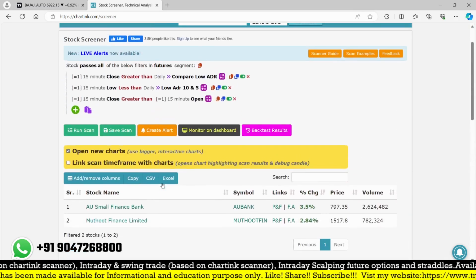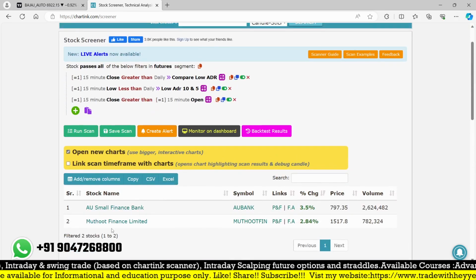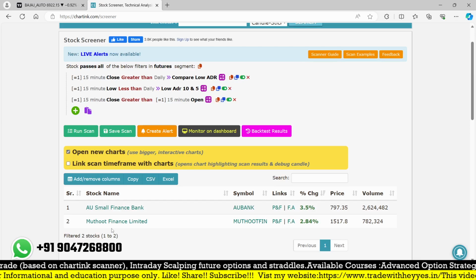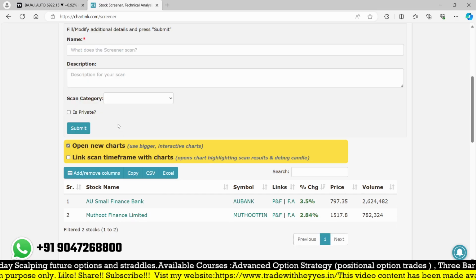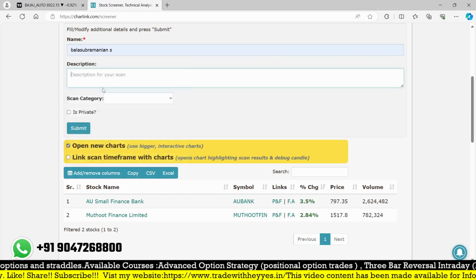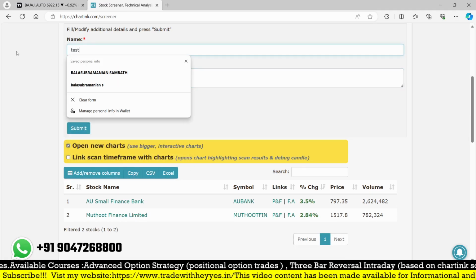So to do a backtest, we need to save it. AU Small Finance Bank and Muthoot Finance should be very good opportunities in intraday. Two stocks. Okay, let me save the scan as a test.